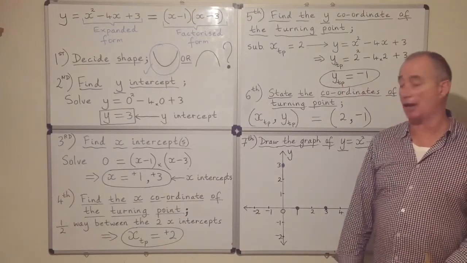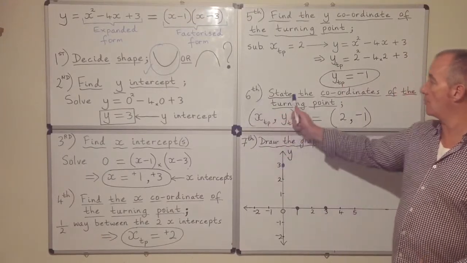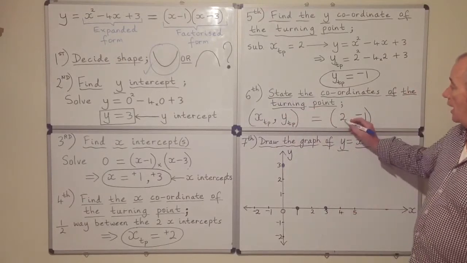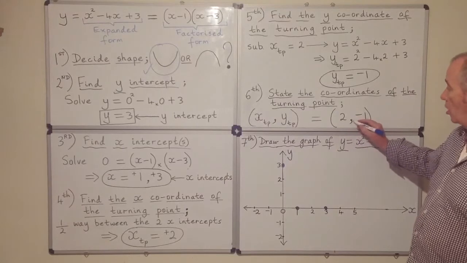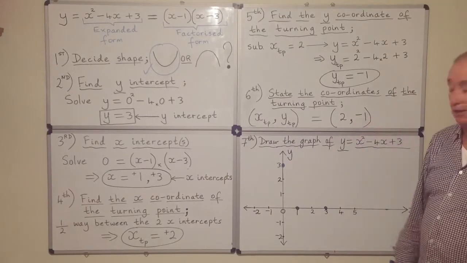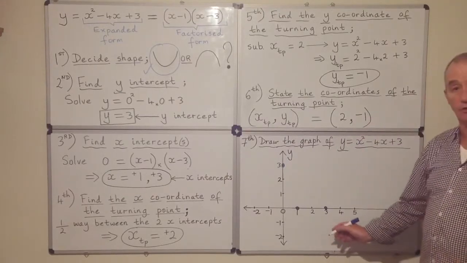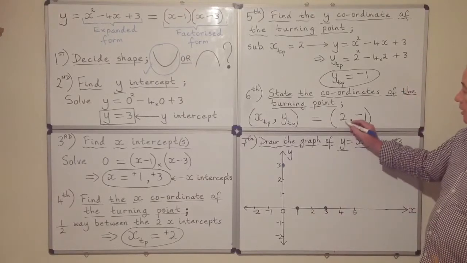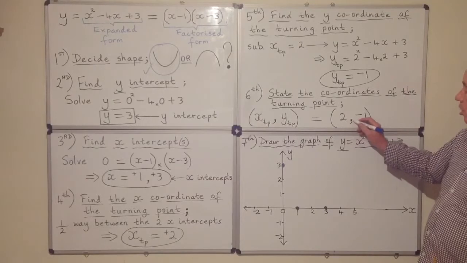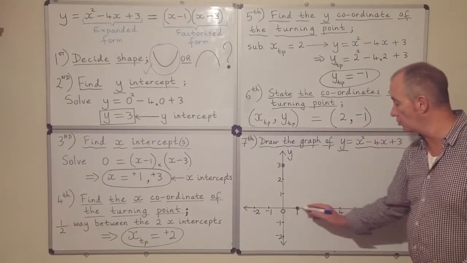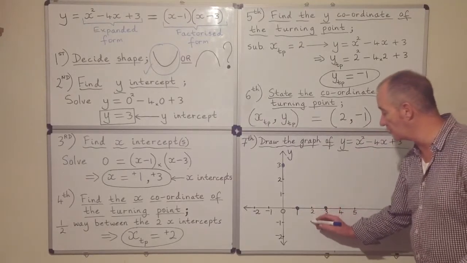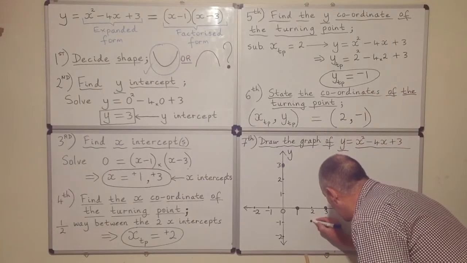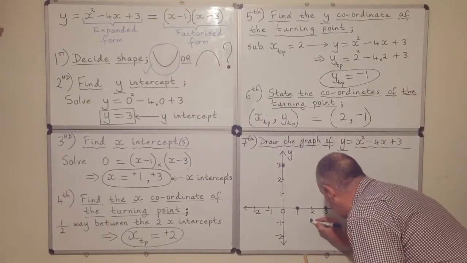Now we can write down, in step 6, the coordinates of the turning point. The turning point has an x value of 2, comma, a y value of negative 1. So let's locate the turning point on this set of x-y axes here. The turning point is at (2, negative 1). We go across to 2 and we go down to negative 1, and there's the turning point. I'll put a big blue dot there.